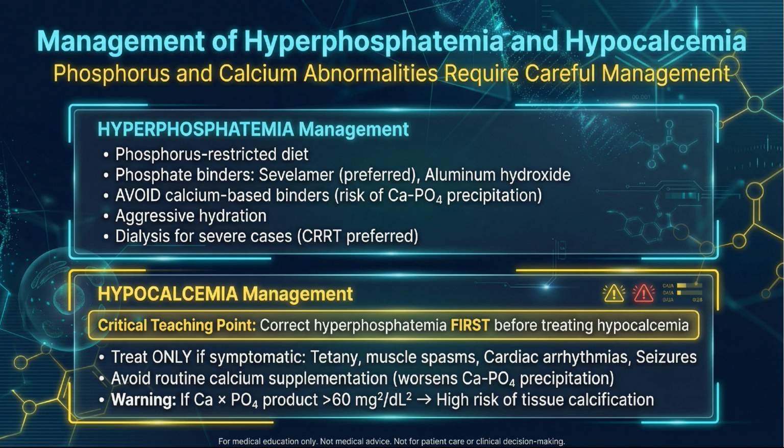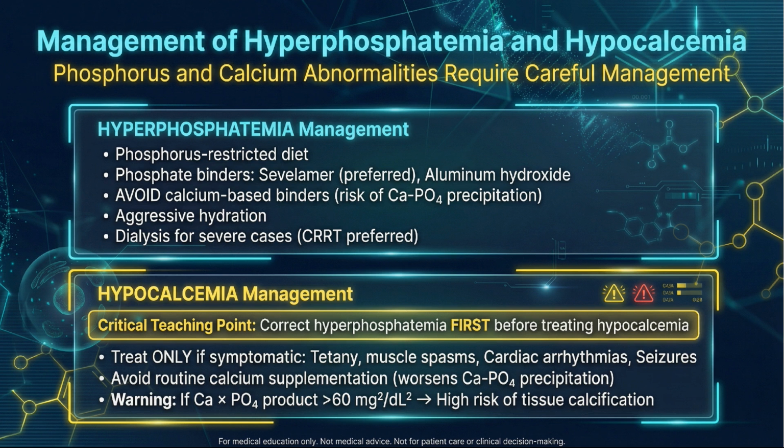For hypocalcemia, there is one critical teaching point. You must correct the hyperphosphatemia first before you even consider giving calcium. Why? Because giving calcium in the setting of high phosphate will simply fuel the fire, causing more calcium phosphate precipitation and worsening tissue damage. Therefore, you should only treat hypocalcemia if the patient is symptomatic, experiencing tetany, muscle spasms, cardiac arrhythmias, or seizures. Routine supplementation is to be avoided.